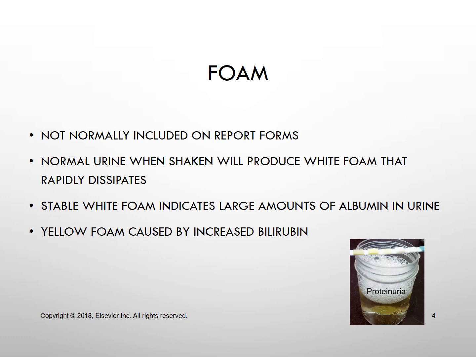Another type of foam is from bilirubin. So when bilirubin is present in sufficient amounts, the foam will be characteristically yellow. Now again, these are specific and very distinctive evidence for those two types of products that are present.